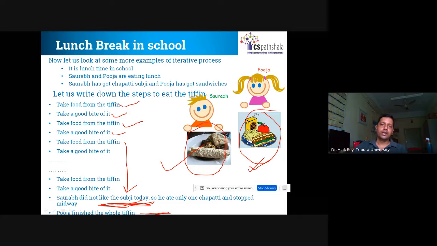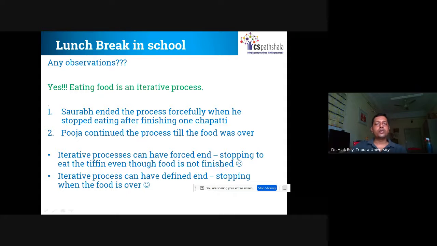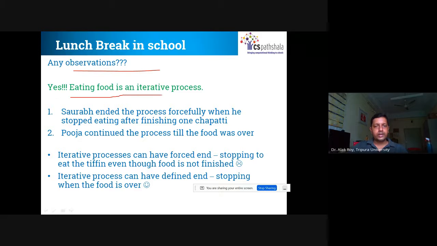So observation: you can say the break command is used here in case of Saurabh. Here, in case of Pooja, the stop or break command is used when it is, say, 0 or null. Okay. So what observation can we make? Eating food is an iterative process. Saurabh ended the process forcefully when he stopped eating after finishing one chapati. So this is an example of a break statement in a for loop or maybe in a while loop.